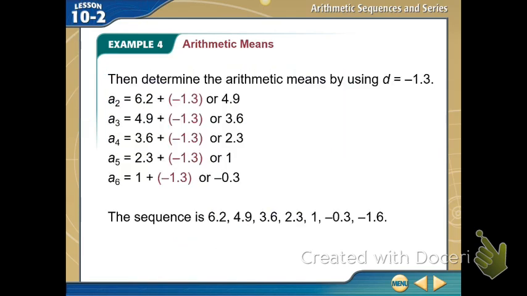So let's take a look at that. To find a2, add d once. Then to find a3, add d again. To find a4, add d again. To find a5, add d again. And lastly, to find a6, add d again. And then I probably want to just double check, add d one more time, and make sure that I do in fact end up at a7, which in this case was negative 1.6.